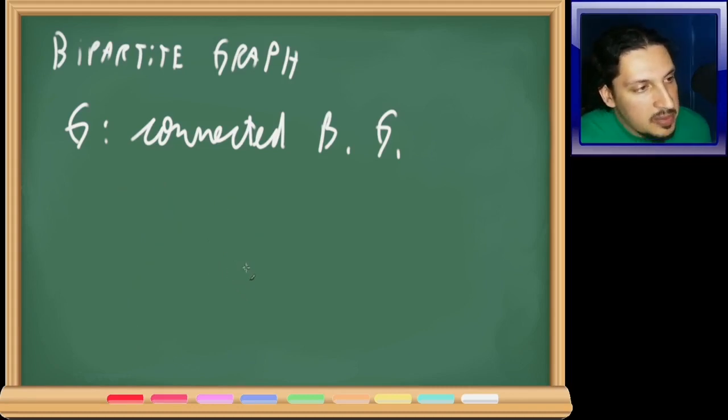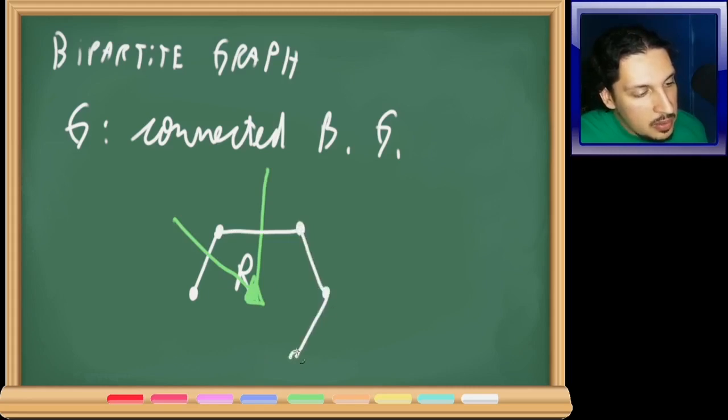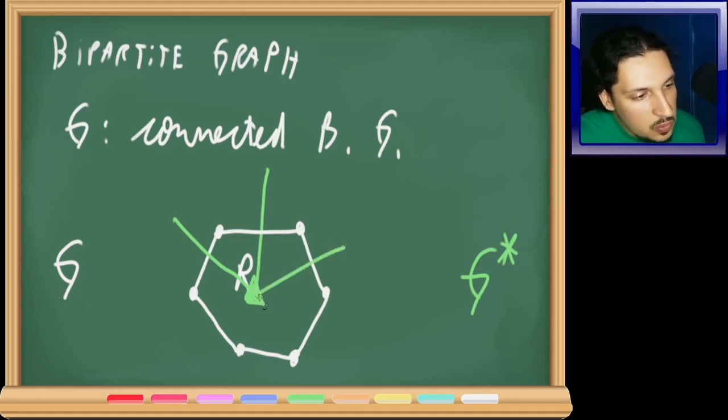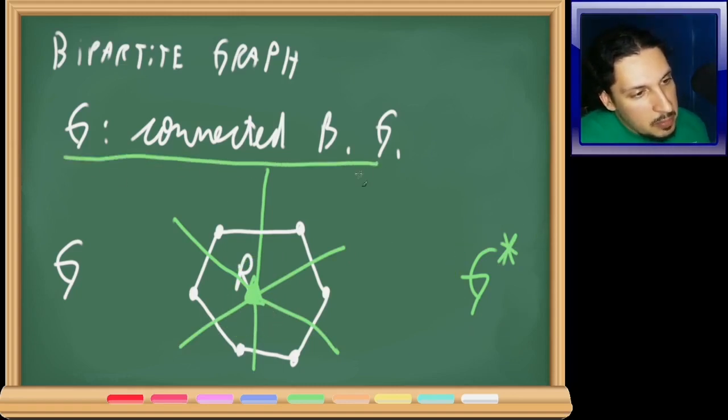So if we have a bipartite graph, what happens to the dual graph? Let's imagine we have a region in the original graph, because a region will be a node in the dual graph. This triangle is meant to be one node of the dual, so the dual will go like this. I am drawing G in white, and its dual graph in green. So what can we say about the vertices of the dual graph if we know that G is bipartite?